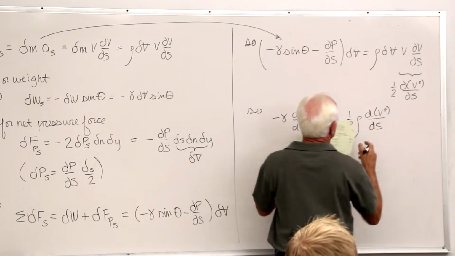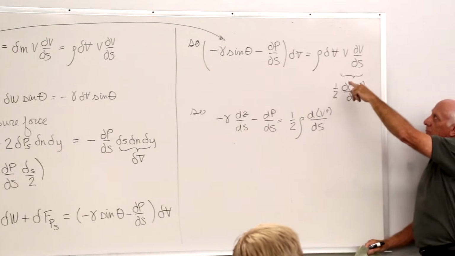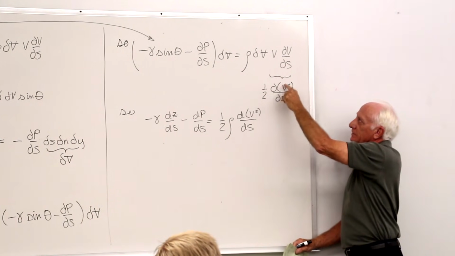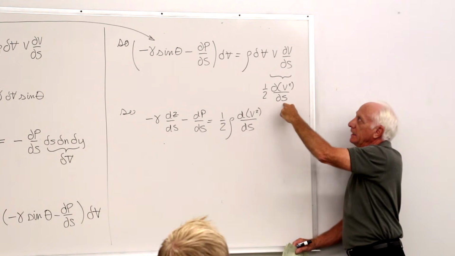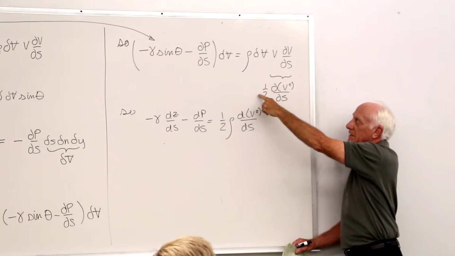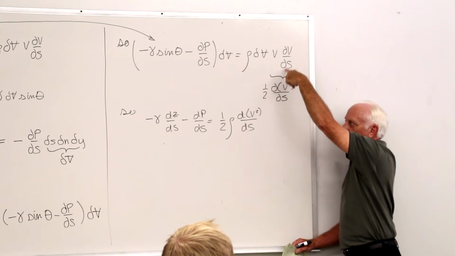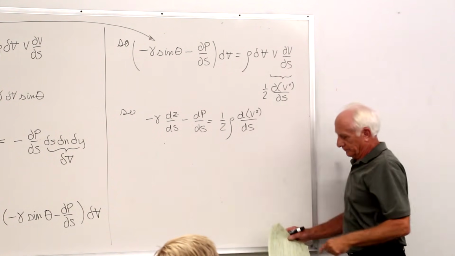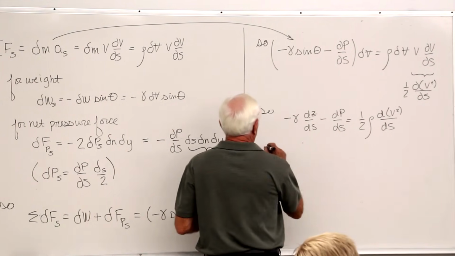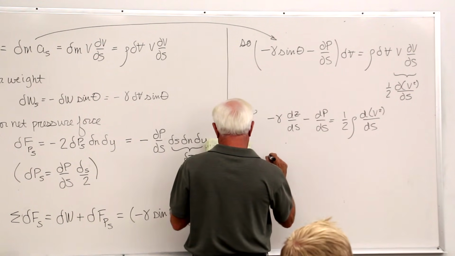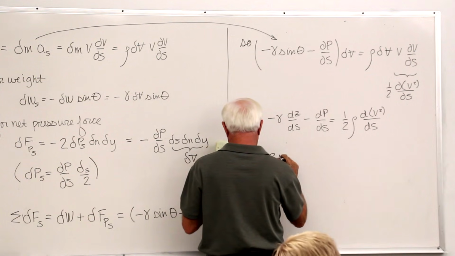You can replace V dV/ds, the differential, with 1/2 d(V squared)/ds. d(V squared)/ds is 2V dV/ds, and 2V dV/ds times 1/2 is V dV/ds, so they're the same thing. Finally, we get an expression with dp. Let dp come out of there.